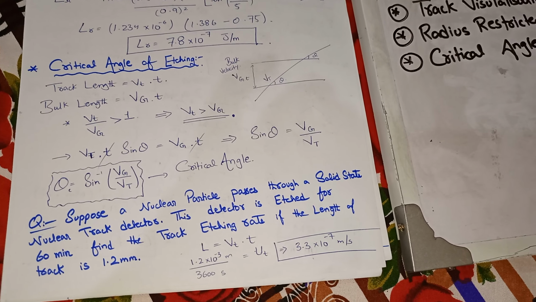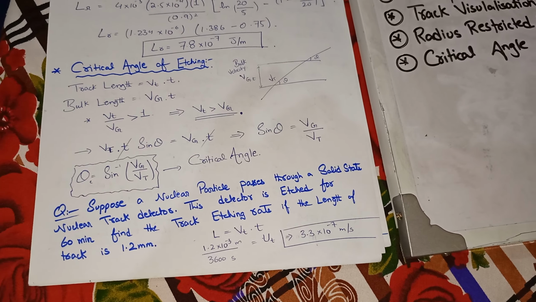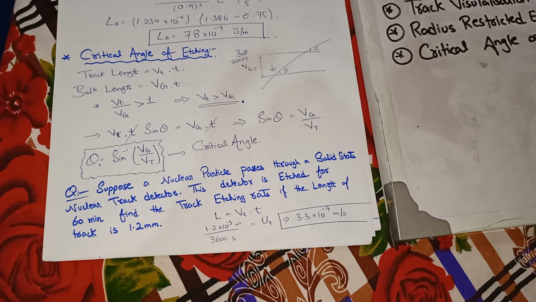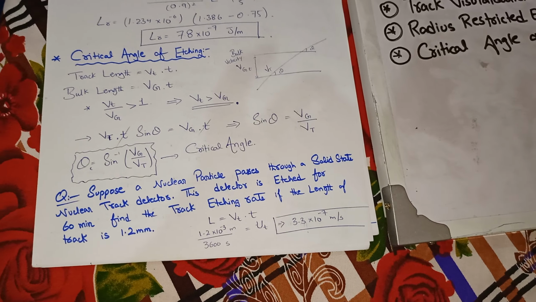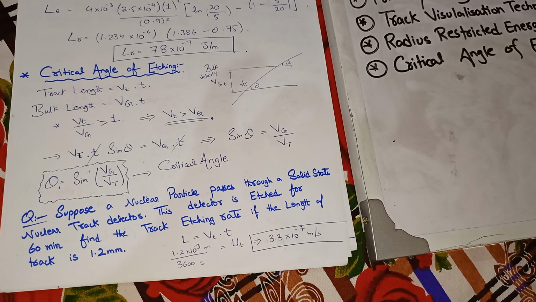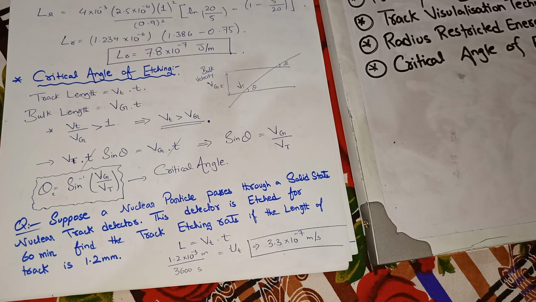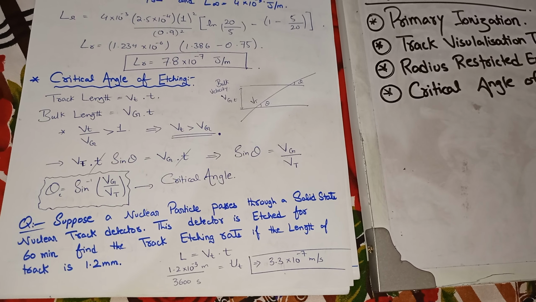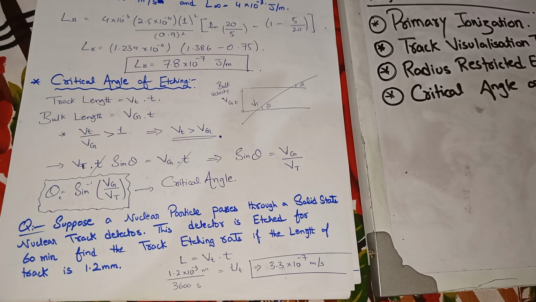I also have a practical problem for you to illustrate this topic quite easily. Suppose a nuclear particle passes through a solid state nuclear track detector, that is SSNTD, and the detector is etched for 60 minutes. So the time is given, and that is 60 minutes. Find the track etching rate.